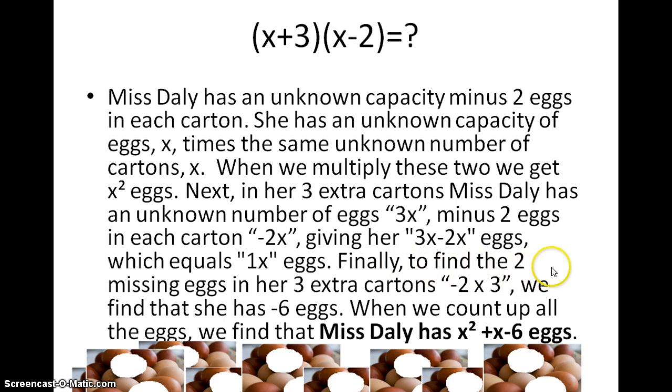Finally, to find the 2 missing eggs in her 3 extra cartons, we have minus 2 times 3. We find that she is missing 6 eggs, so minus 6 eggs. When we count up all the eggs, we find that Miss Daly has x squared plus x minus 6 eggs.